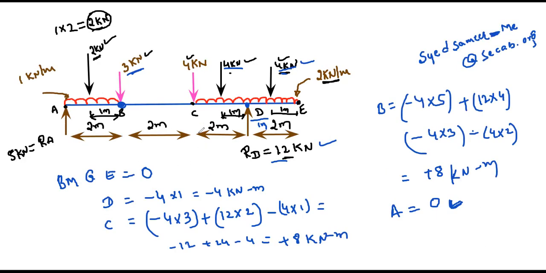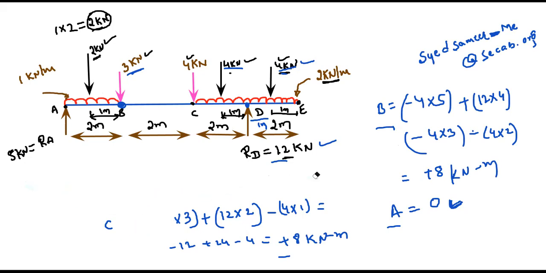Now we'll draw the bending moment diagrams. To draw the bending moment diagram, first we'll draw it here itself. So I should know the values here. It is 0 at point E, minus 4 at point D. At point C it is plus 8. At point B it is plus 8. Then at point A it is 0. We'll draw the bending moment here itself.